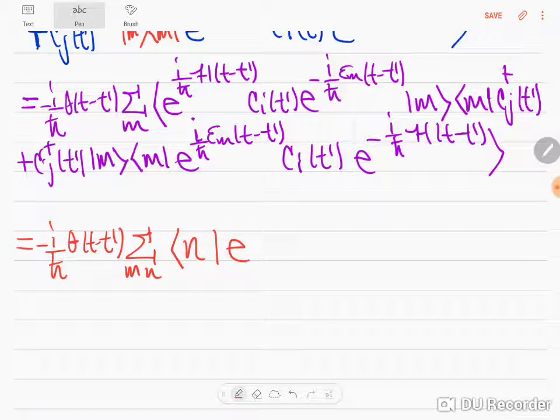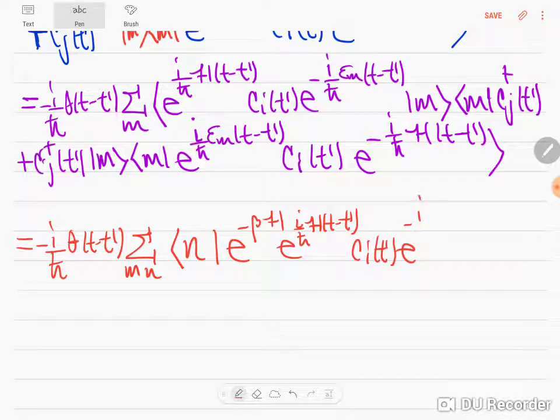Now this is e to the minus beta H, see here. This is then times what? This is times e to the i over h bar H (t minus t prime) c_i of t prime, e to the minus i over h bar E_m (t minus t prime). This is times the ket, times the bra. Let me try to write this more compact because maybe we will get confused. This is times the ket of m, bra of m, c_j dagger of t prime.